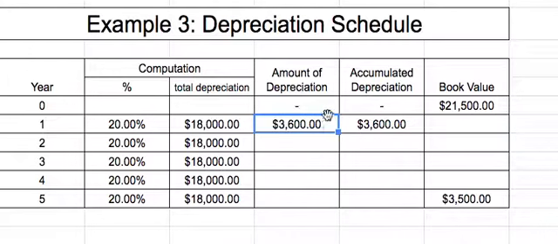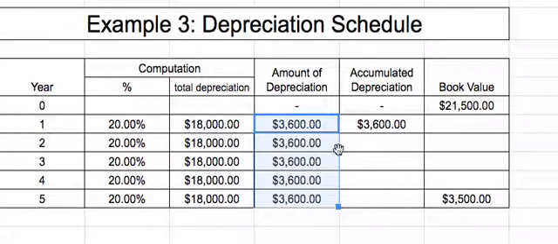Now the amount of depreciation, since we're using the straight line method, is going to be the same amount every single year. So it doesn't matter if it's year 1 or year 4, it's going to depreciate the same amount. The accumulated depreciation is now going to change.